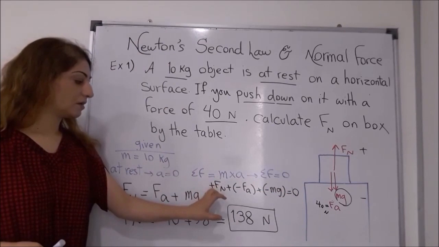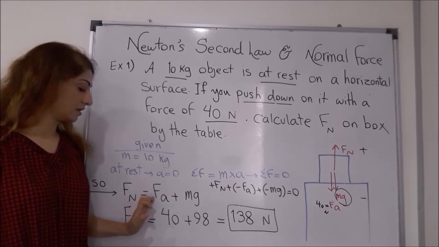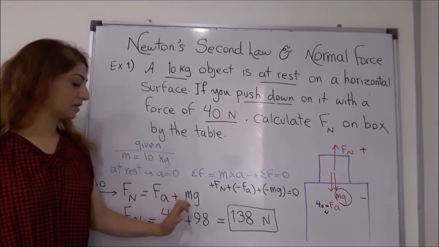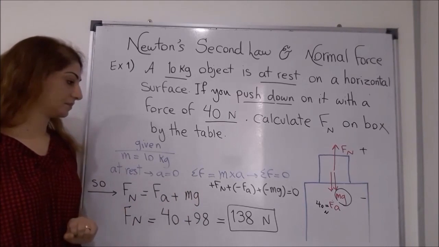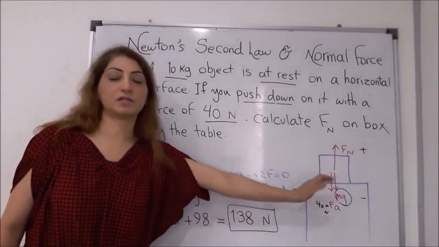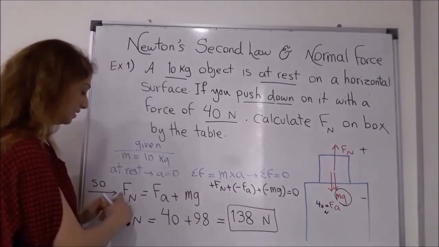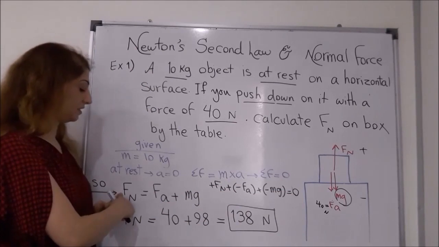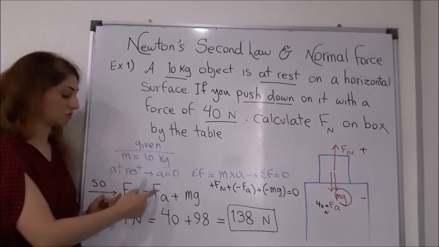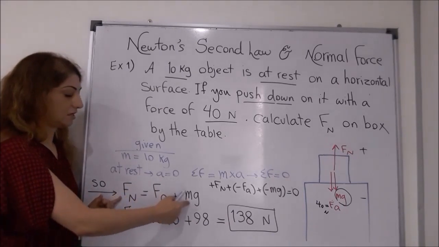So by knowing this, I can conclude that the normal force should be equal to the force that I have applied on the box plus m times g, or the weight of the object. You can keep this one here and bring the other two forces to the other side. So this minus changes to positive, isn't it? We take this one to the other side of the equation, and the minus changes to positive. Both of them become positive. So normal force equals Fa plus m times g.